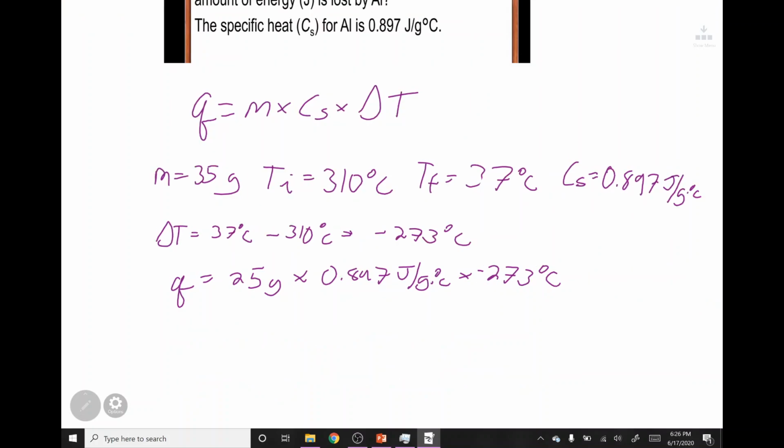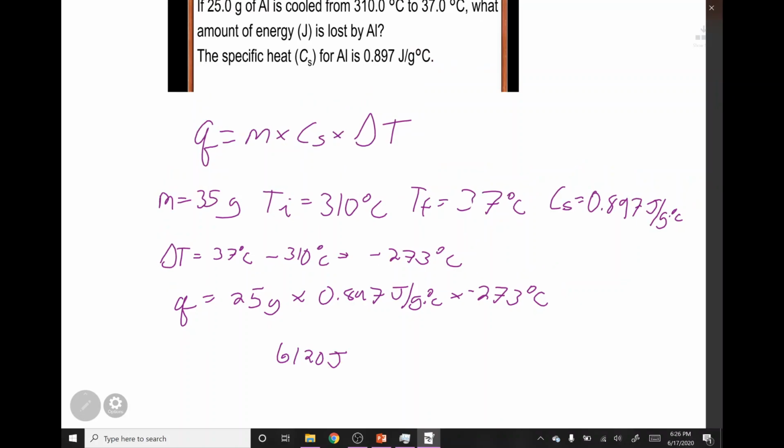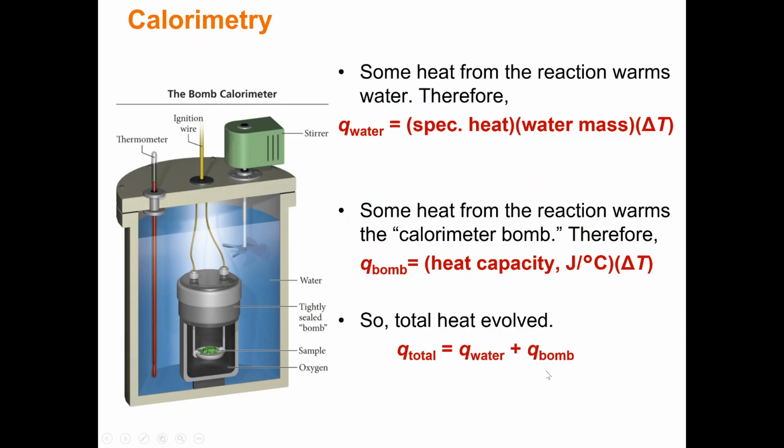If we multiply those numbers together, we end up with 6,120 joules. But notice it's asking how much is lost, so remember, we have a negative sign. This is going to be a negative 6,120 joules. No big deal, that's basically the same thing as we were doing, but what I wanted you to recognize was that we're actually losing energy in this. So how much energy is lost? Basically that's an example of the equations that are used when you're doing calorimetry.